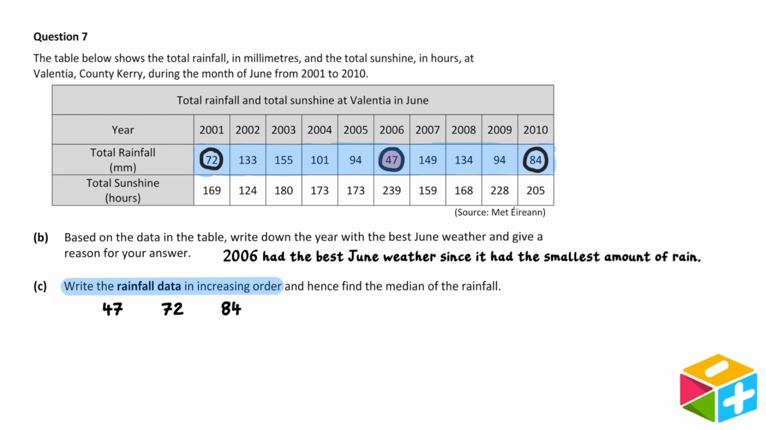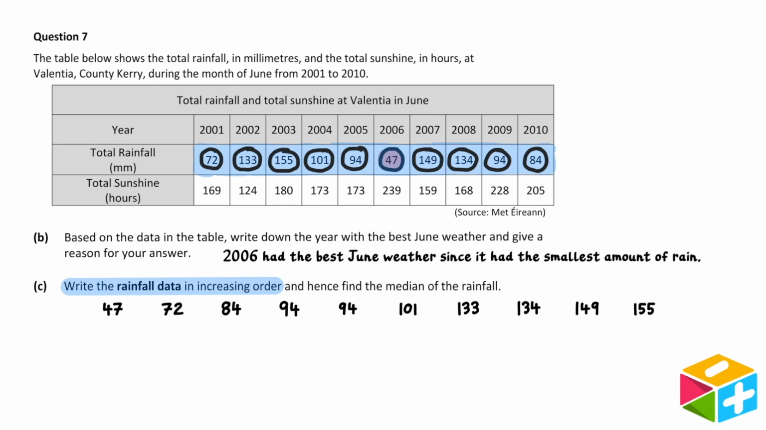The next smallest value is 94, and this appears twice, so we'll want to include this twice on our list. Next on the list will be 101, then 133, then 134, 149, and finally 155. So this is our data listed in increasing order.